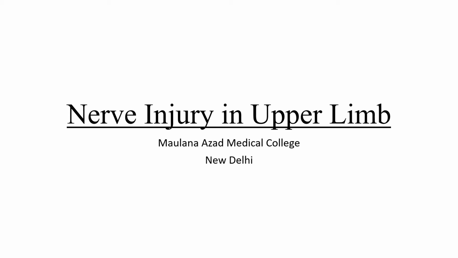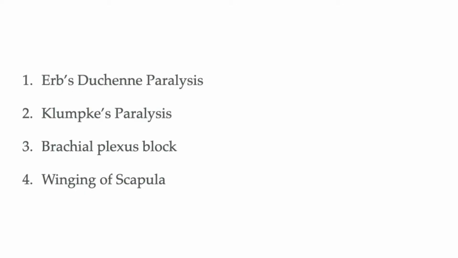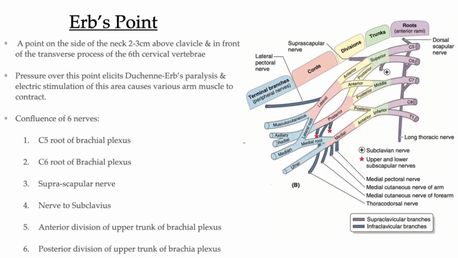Hello students, in this session we will talk about nerve injuries in upper limb. Clinical significance related to brachial plexus are Erb's Duchenne paralysis, Klumpke's paralysis, brachial plexus block, and winging of scapula. So let us start with Erb's Duchenne paralysis.